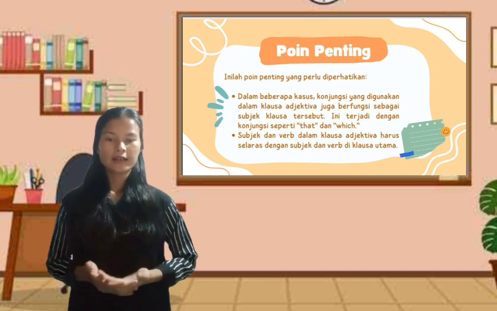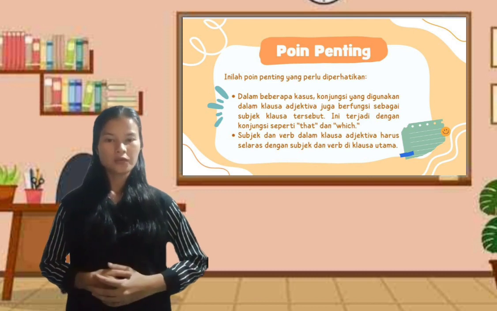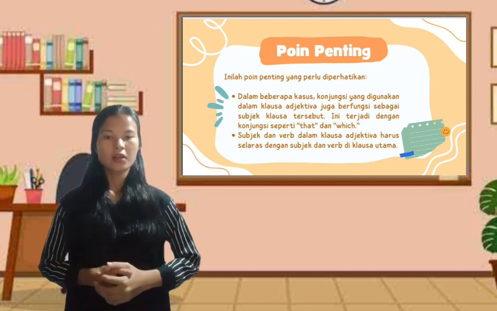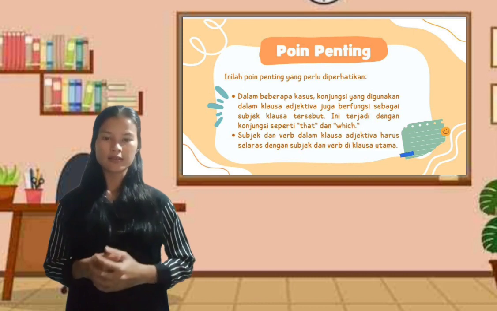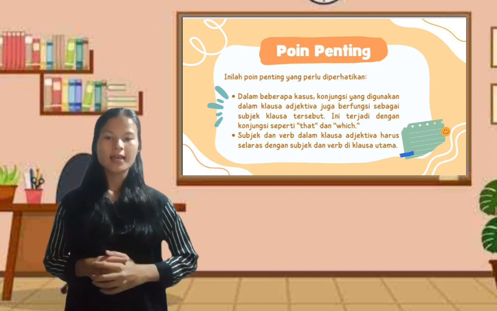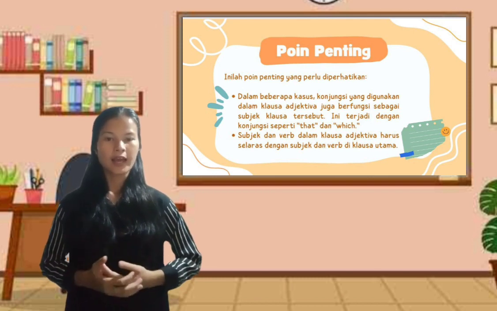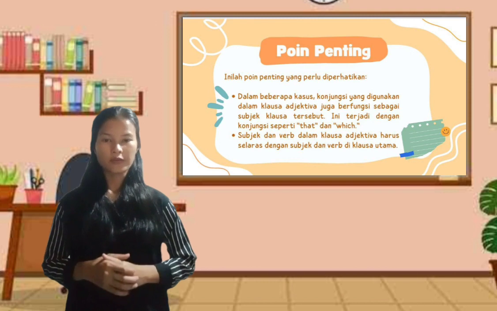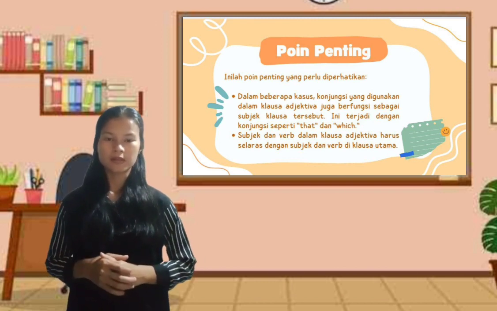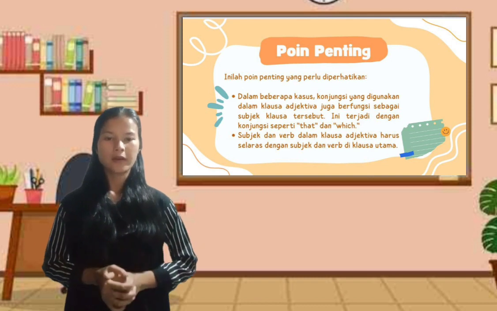Important points. Here are the important points to note. In some cases, the conjunction used in an adjective clause also functions as the subject of that clause. This happens with conjunctions like that and which. The subject and verb in the adjective clause must be in harmony with the subject and verb in the main clause.